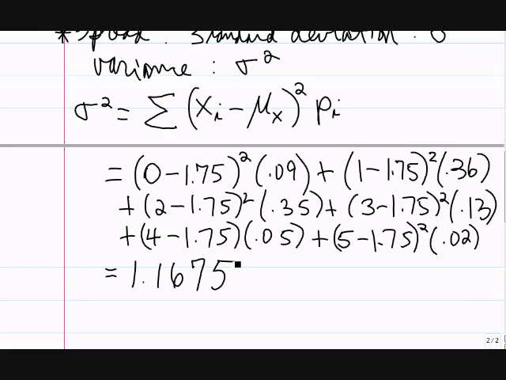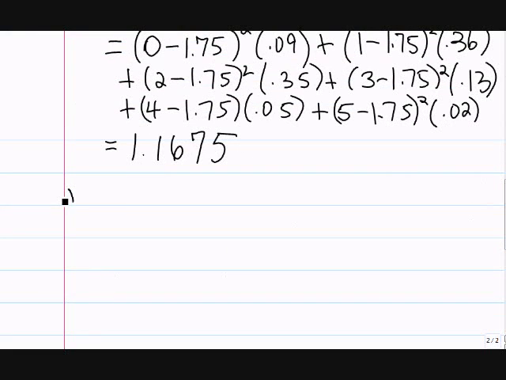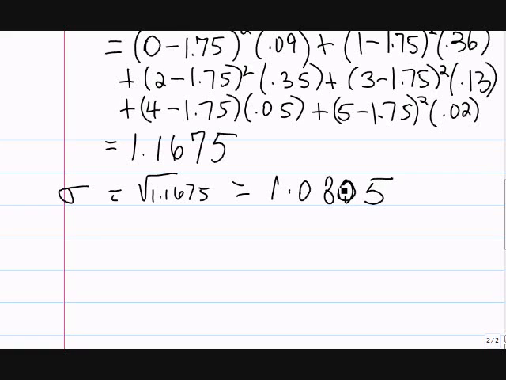Okay. That's the variance. I don't want the variance, although I use it as an interim calculation. What number do I want? The standard deviation. So that's the square root of 1.1675, which is 1.0805. Oh, is that the problem? Maybe that's the problem. I forgot to square it there. Okay.